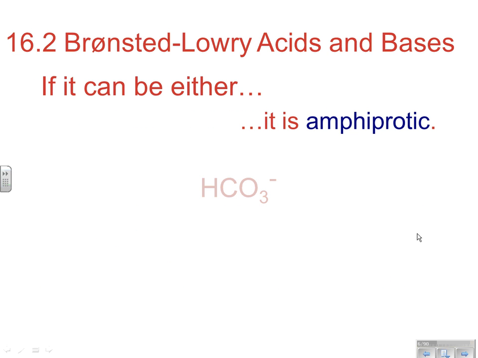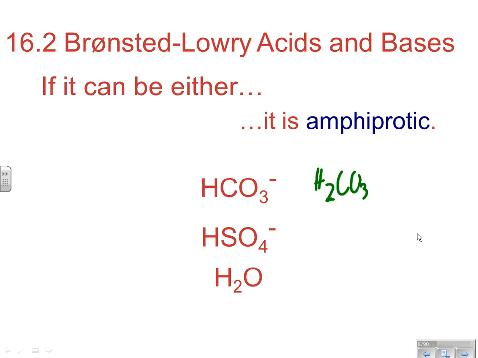Now, some substances can act either like an acid or a base. Sometimes they donate a hydrogen, sometimes they accept a hydrogen. An example of that would be HCO3 minus. HCO3 minus can become H2CO3, which would mean it's accepting a hydrogen, or it can become CO3 2-, which means it gave a hydrogen. So this is a substance that is amphiprotic.